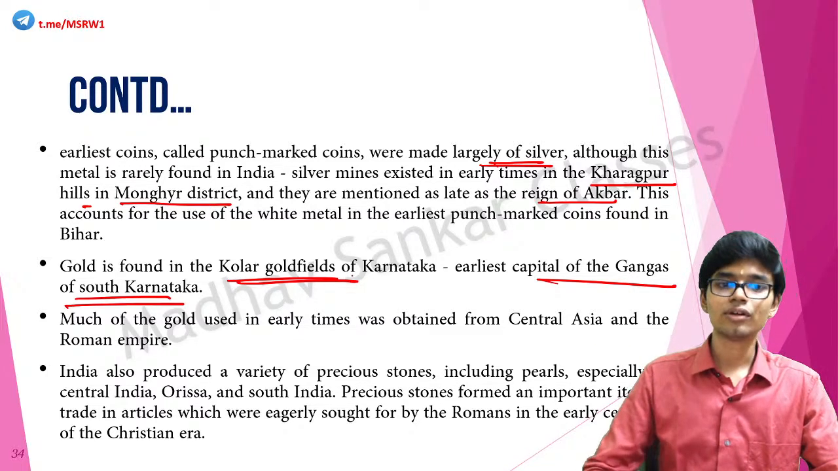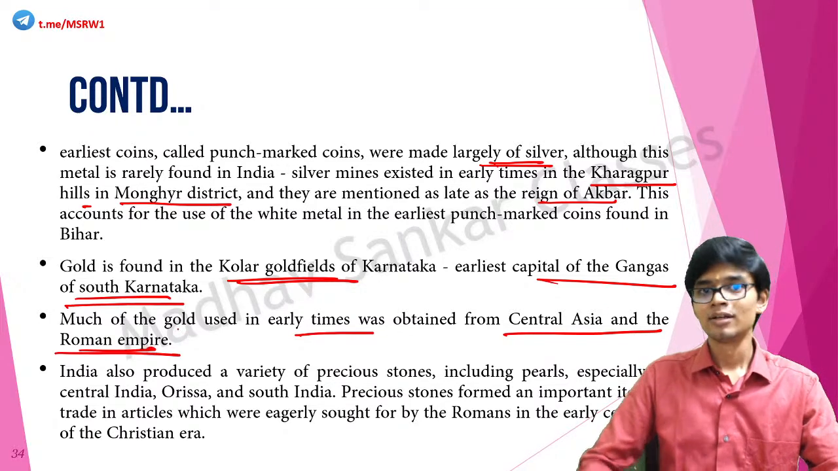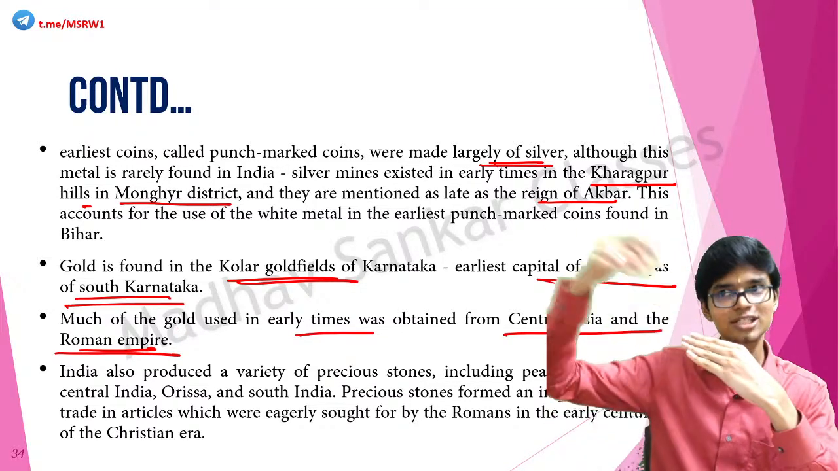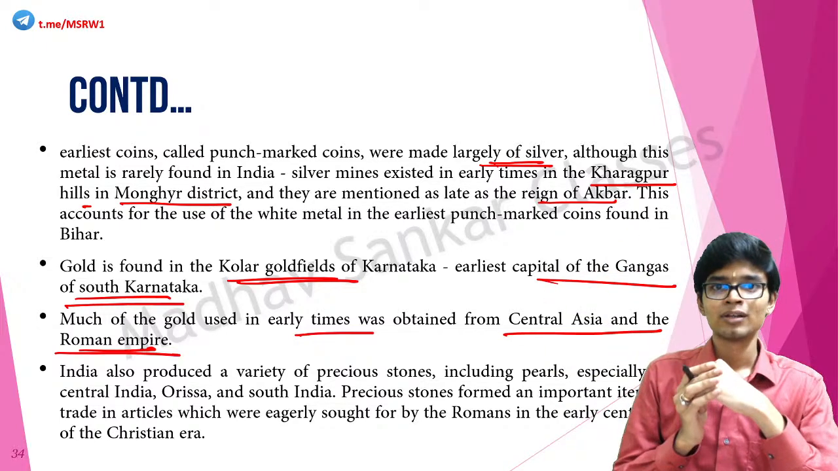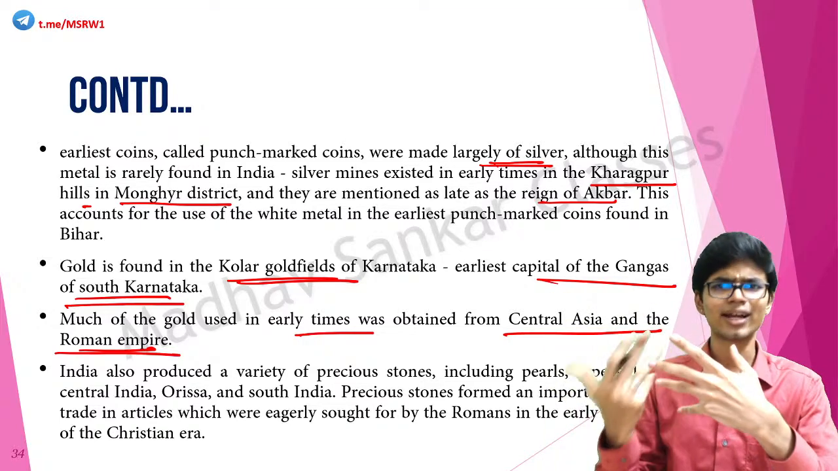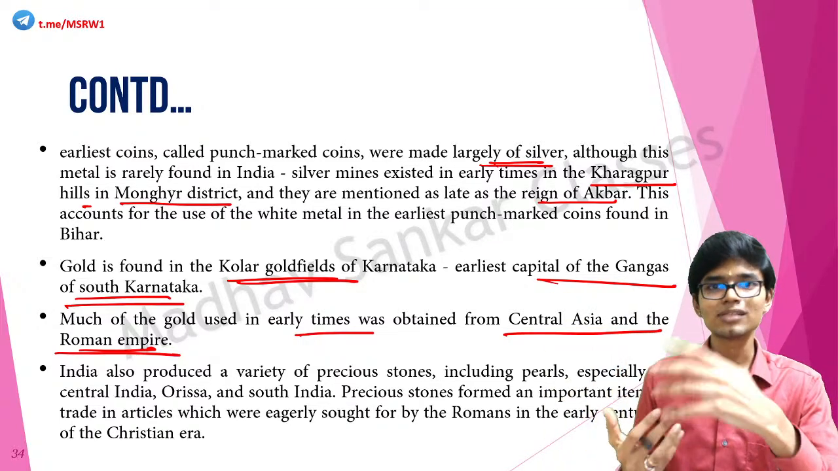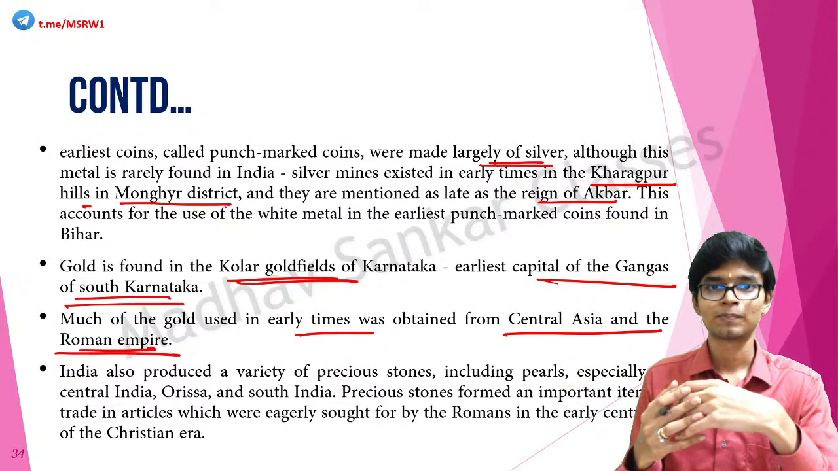And much of the gold used in early times was actually obtained from Central Asia and the Roman Empire. From this, we can understand that we had constant trade and commerce relationships with Central Asia as well as the Roman region. We find a lot of Roman coins in various parts of India, almost throughout India actually. So from this we can establish the trade relationships and economy of those times.